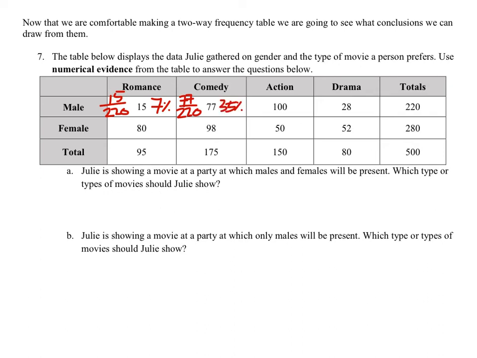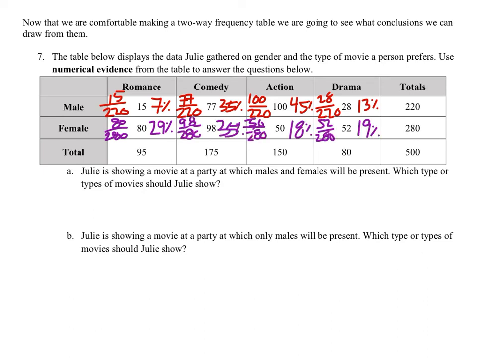Then we got action, 100 males out of 220. All right, so those percentages are relative frequency for males. Oh, I wrote that in the wrong place. All right, there we go. Next up are the females. So females that prefer romance, we got 80 out of 280. All right, let's go ahead and figure out the others as well. So that gives us the relative frequencies by rows for male and female preference of movies.